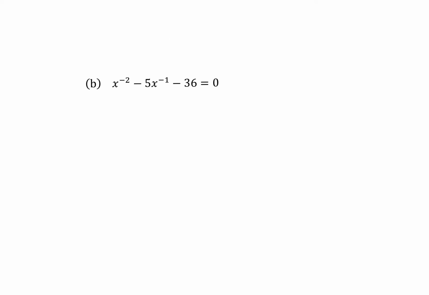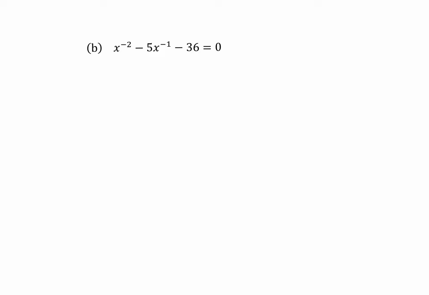In part B, notice that this looks like a quadratic equation. You could try a substitution on the x to the negative 1. If y is equal to x to the negative 1, then y squared could be x to the negative 2, see if it factors. However, I'm going to use the techniques in this section. What I'm going to do is change those negative exponents to positive.